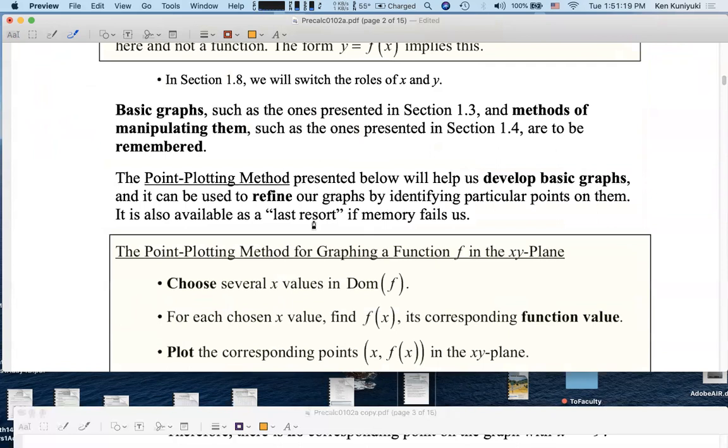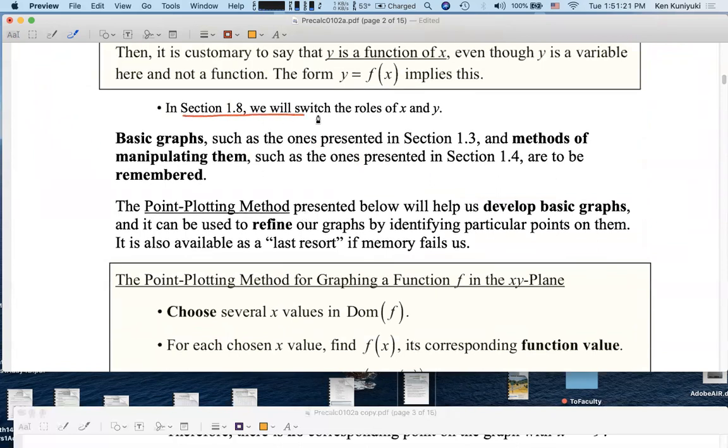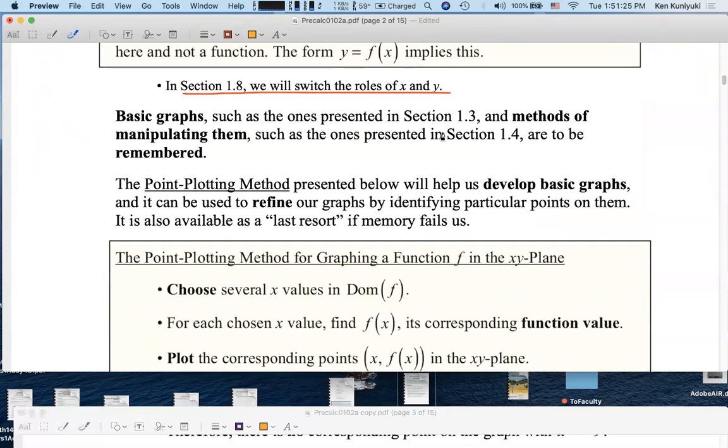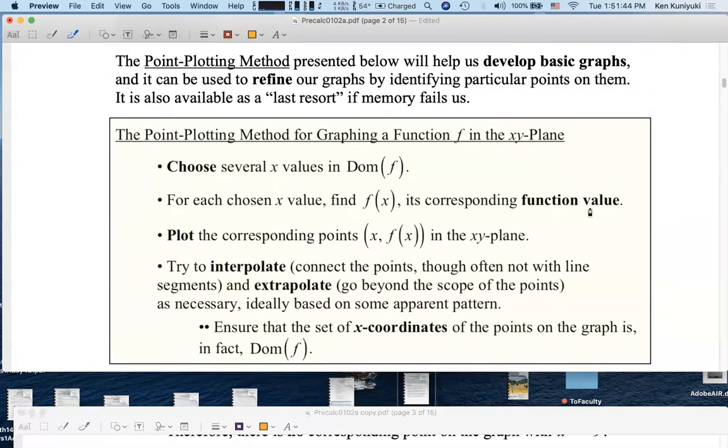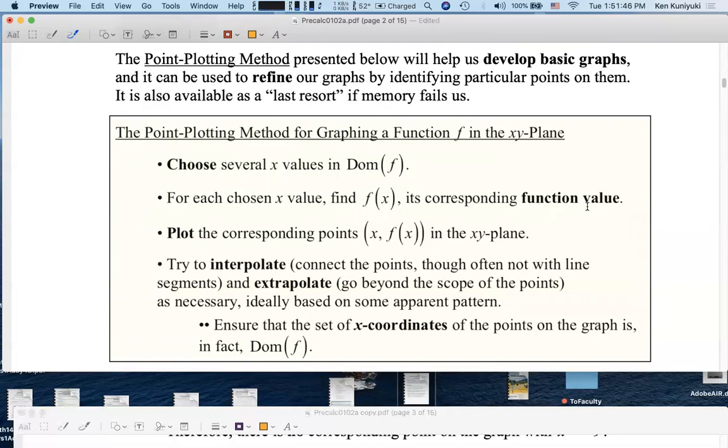Now, by the way, in section 1.8, we're going to talk about x as a function of y. That's later. Also later, in sections 1.3 and 1.4, we're going to discuss basic graphs and how to manipulate them. But let's say for now, I give you a function, y is a function of x, and you have no idea how to graph it. How can you do it brute force, from scratch? We can use point plotting. It's a last resort, but it's there.